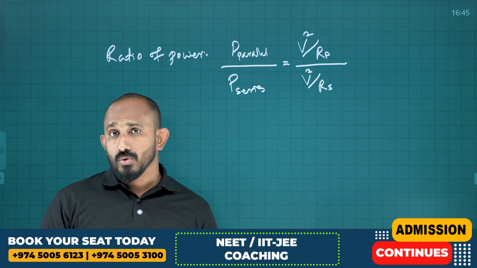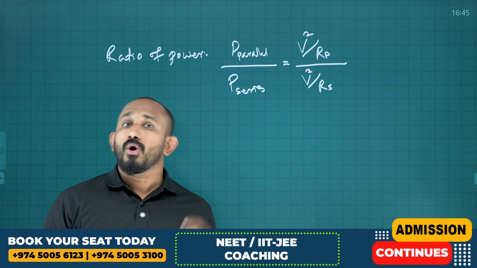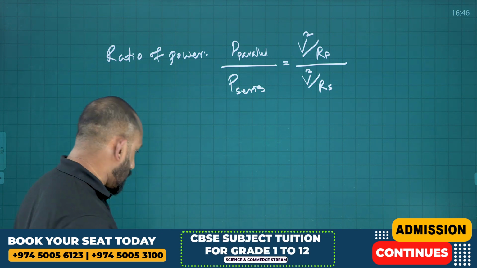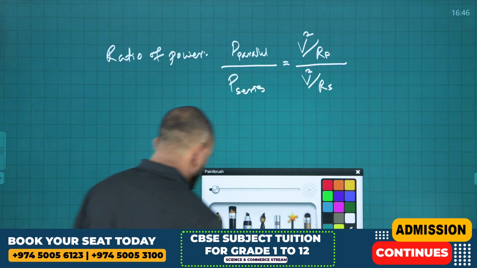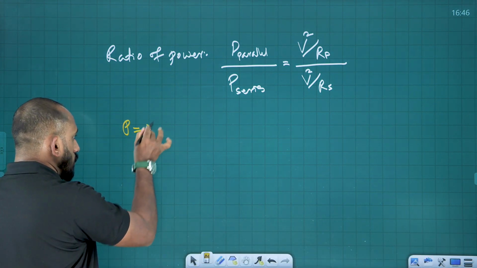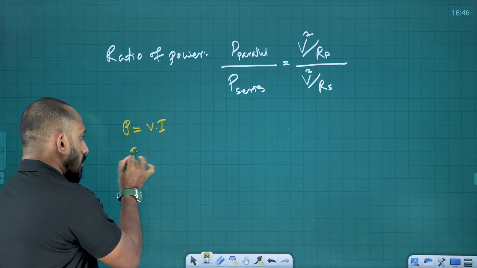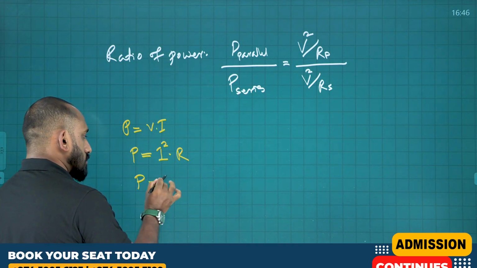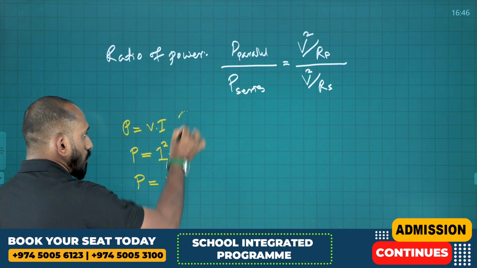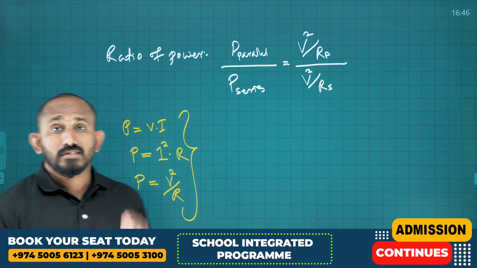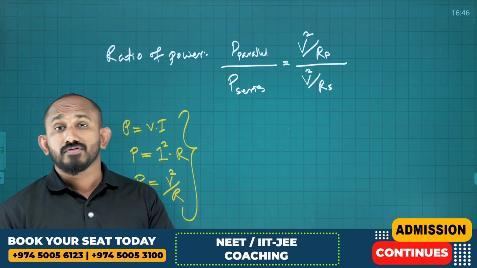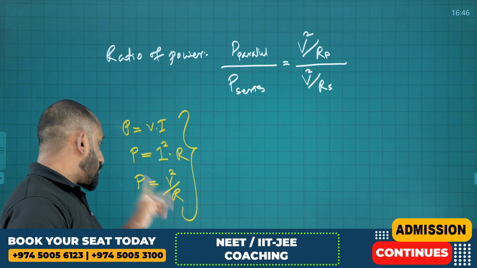We have an equation power P is equal to V into I, or I square into R, or V square by R. These three equations we have. Power P is equal to V into I. Power P is equal to I square into R. Power P is equal to V square by R. Out of these three, if the same current is passing through it, you can use the second equation. If the same voltage is there, you can use the third equation.